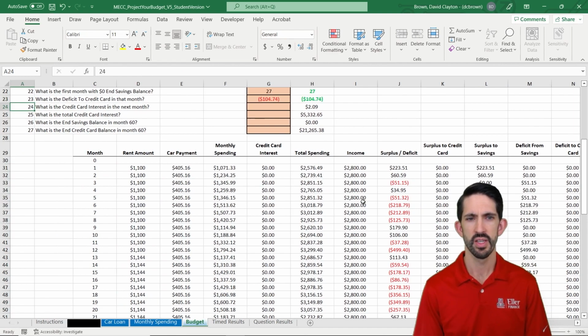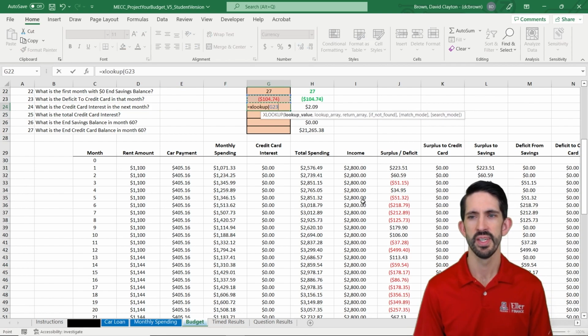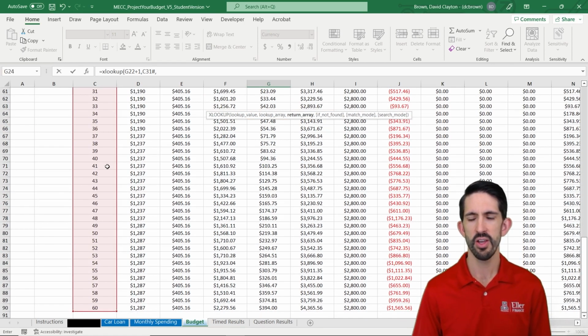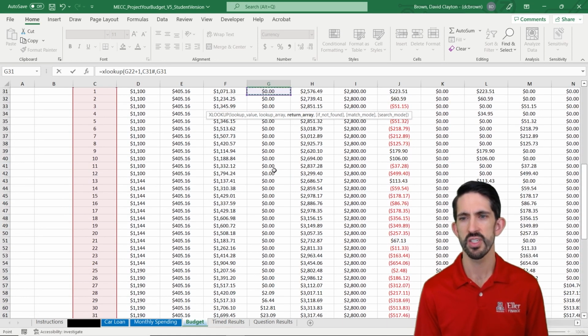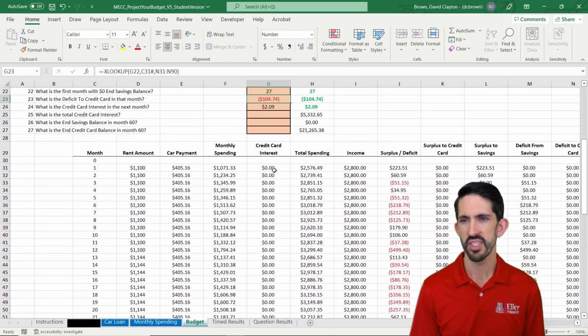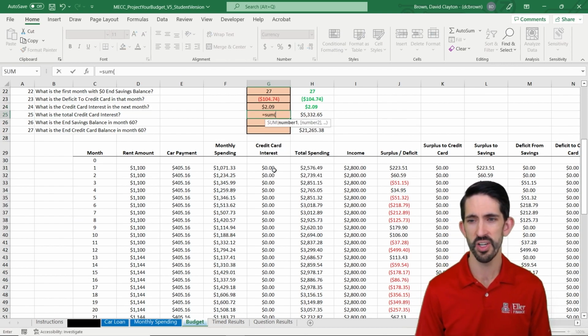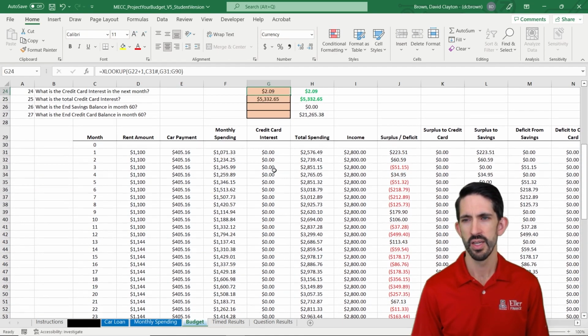Now we're matching up. Now we want to know what's the credit card interest in the next month. Again, we're just getting good at XLOOKUPs here. So we want to do the next month, so we take month 27 plus 1. Let's look that up in our same column. This time our credit card interest, and we see $2. So credit card interest isn't bad when you have a really small balance. When the balance gets big and you don't make those payments, that's when it starts to accumulate and really get painful. And that's what we can see now with our total credit card interest because we're not able to pay it. Now we see we're paying $5,000 of credit card interest.